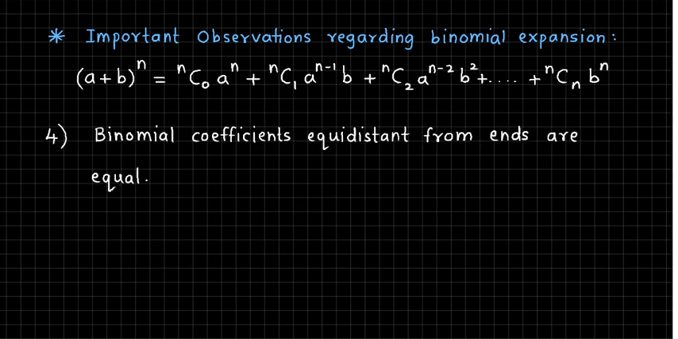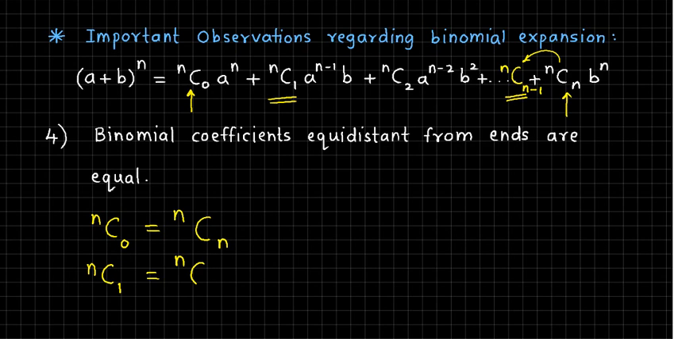Then going to the next one, binomial coefficients equidistant from the ends are equal. So that means the first binomial coefficient is the same as the last binomial coefficient, that is nC0 equal to nCn. Then the second binomial coefficient will be equal to the second last binomial coefficient, which you can see would be nC(n-1), because the coefficient that comes just before nCn must be nC(n-1), and that must be equal to nC1, and so on. So the third coefficient will be the same as the third last coefficient.